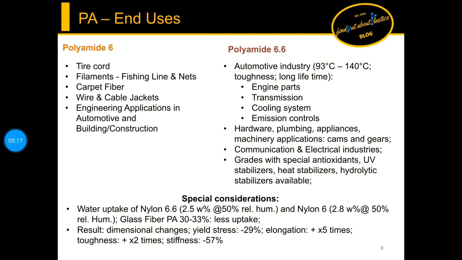Important to note is the water uptake of nylon 6.6, which can be 2.5% at 50% relative humidity. Nylon 6 has with 2.8% a bit higher water uptake. The water uptake results in dimensional changes, reduces the yield stress to around 29% of its original value. Elongation will be increased by a factor of 5 and toughness will be doubled. Overall stiffness can decrease almost 60%.